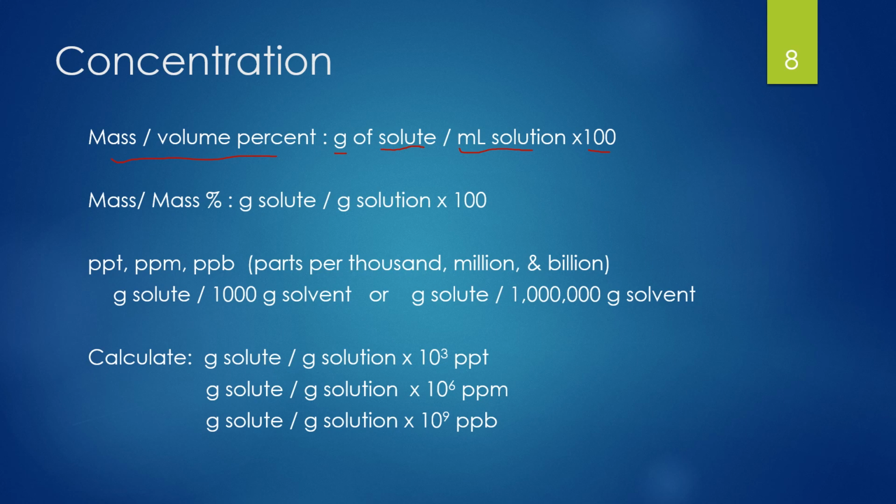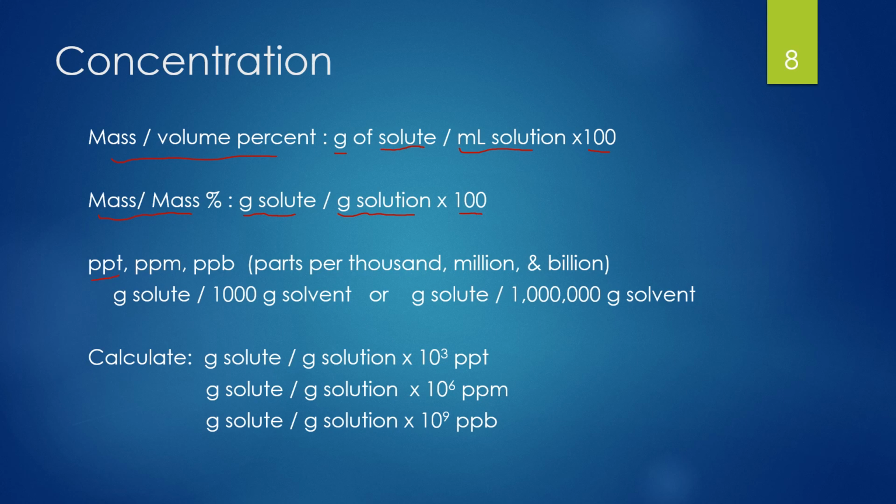Going down to the next equation, we have mass percent. So very similar to mass volume. The numerator has grams of solute, just like mass volume percent did, but since it's mass percent, instead of milliliters of solution, we're going to have grams of solution. And since it's a percent, we are multiplying it by 100.